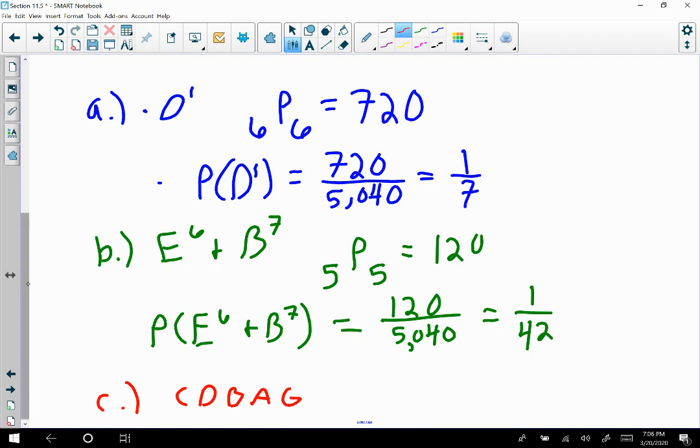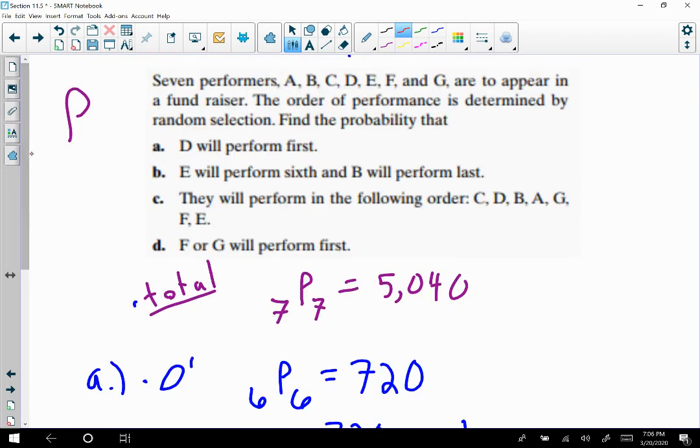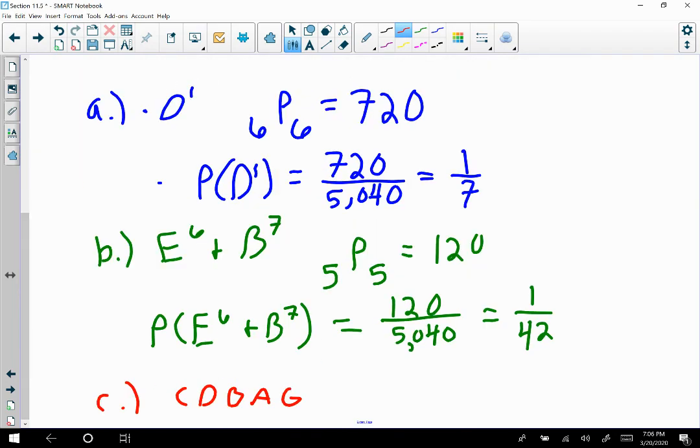I think it was F, E, F, E. Whoops. F, E. Well, how many ways can this happen? Well, you solidified every position. It has to be in this order. So how many ways can this happen? You're looking at it. There's only one way for that to happen.